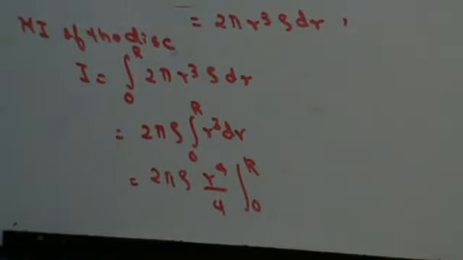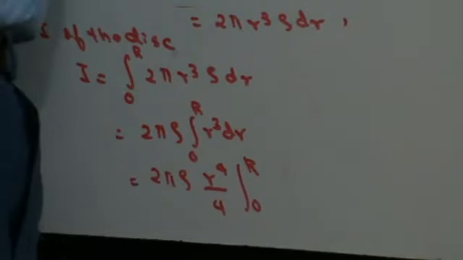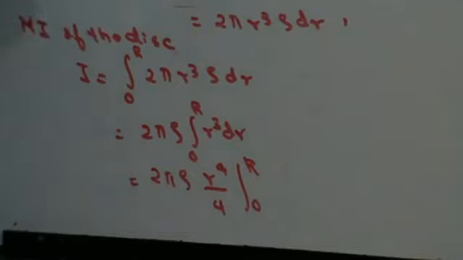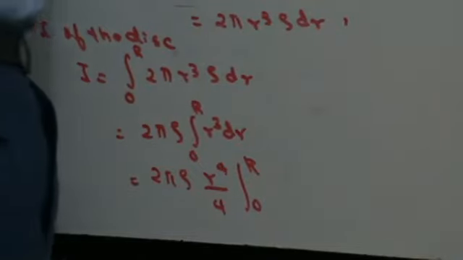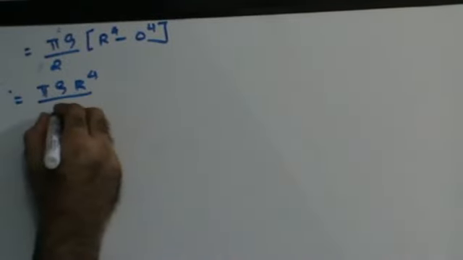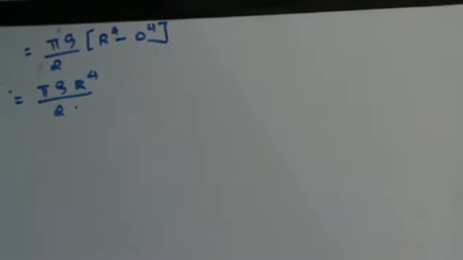So this is going to be equal to, 2 and 4 get cancelled. So this is going to be pi rho upon 2, into R raised to 4 minus 0 raised to 4. Upper limit minus lower limit. So this is going to be pi rho R raised to 4 divided by 2, right?